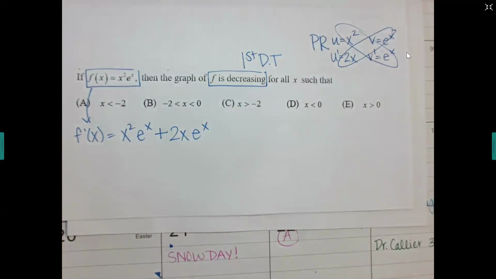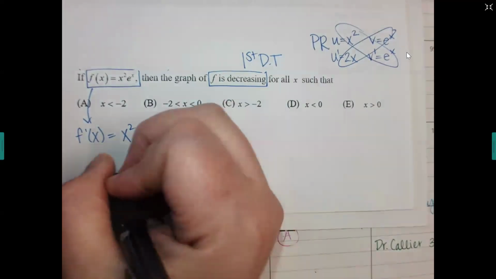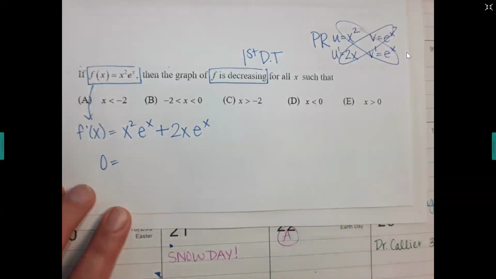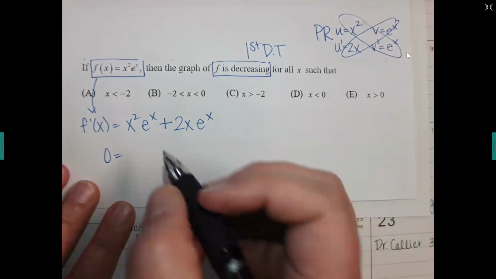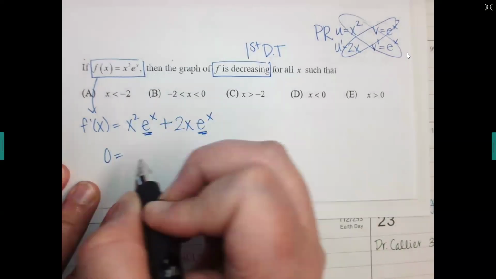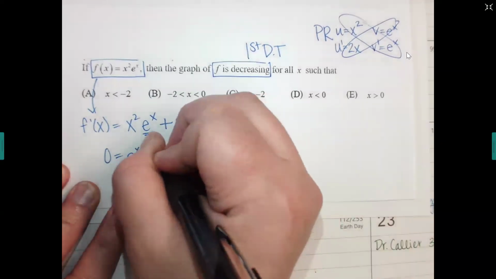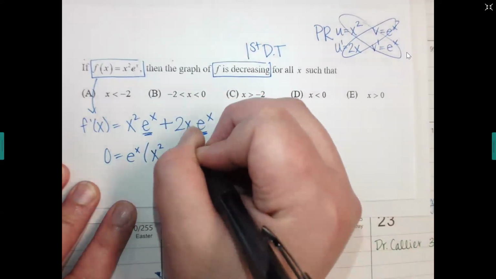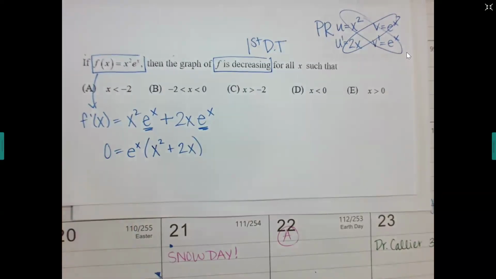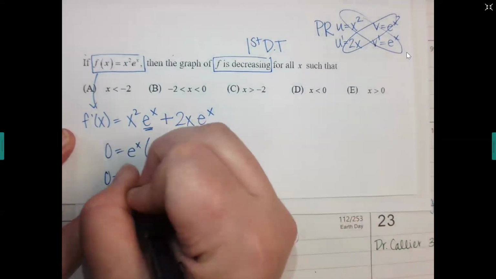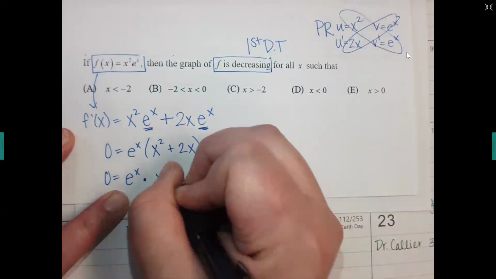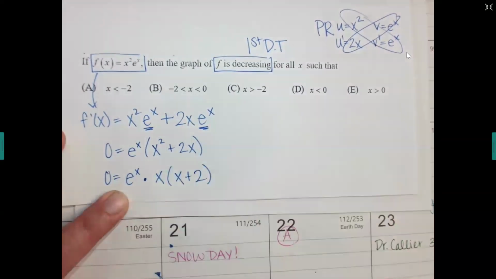What's the next step in derivative test? I take the derivative, set it equal to 0. So I see that both of these have an e to the x. So let's go ahead and pull that out. Do they also both have anything else? They also both have an x. So I'm going to take that out next because I forgot. So my e to the x comes out, and then I notice, oh, this can factor again. Let me pull that x out. So I have e to the x, a regular x, and then an x plus 2.